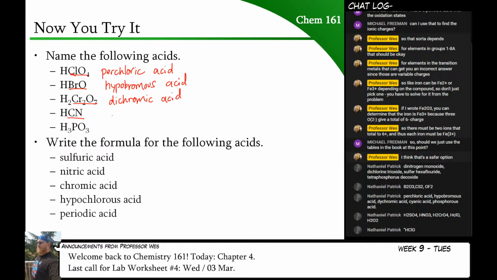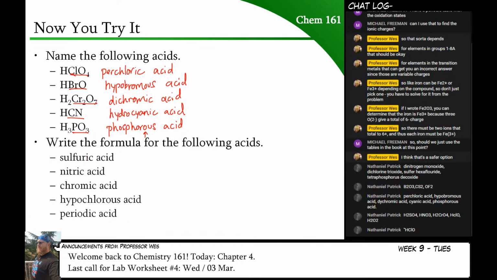Oh, HCN, be careful. That's the weird one. And then this is phosphite, which becomes phosphorous acid. Be careful about this extra O in phosphorous acid. That extra O is not in the element phosphorus. So it does belong in the acid name, but if you're just writing the element out by itself, that O shouldn't be there.